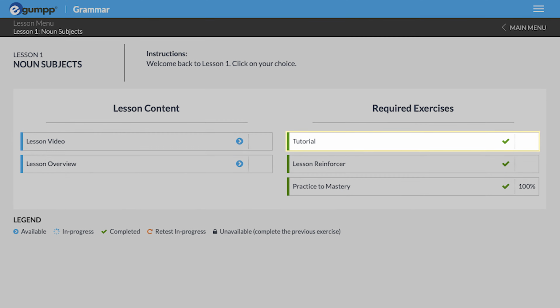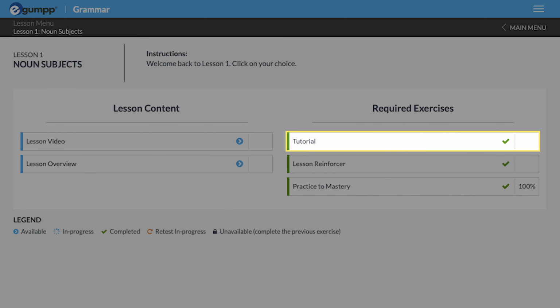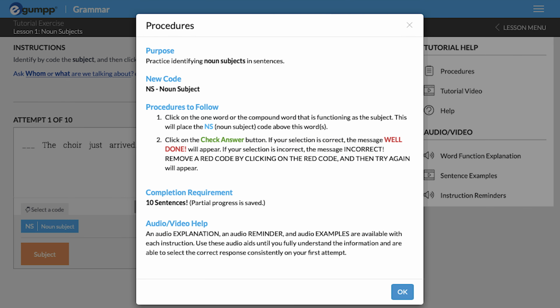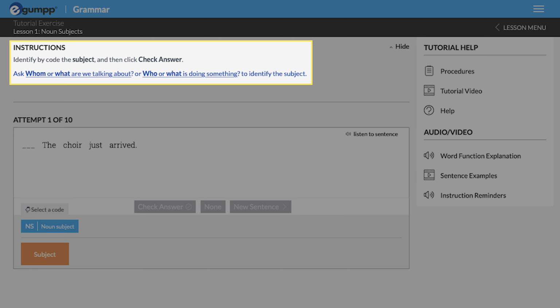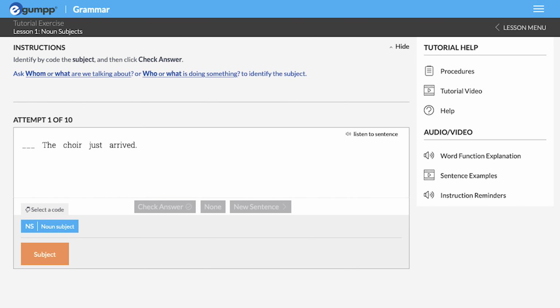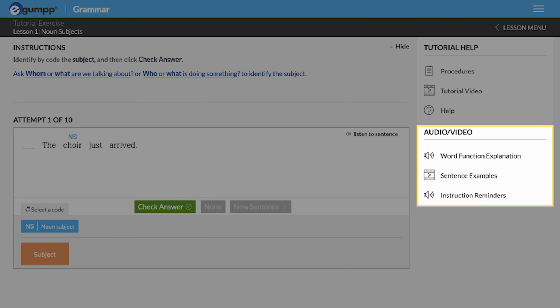The tutorial exercise is the first exercise to complete. After reading the procedures, read the instruction. In Lesson 1, since you must only identify the subject, there is only one instruction. However, starting in Lesson 3 and thereafter, there is an instruction for each word that must be identified in the sentence. With each instruction, use these tutorial aids to help you to identify the required word or words until you can identify the required word or words without them.